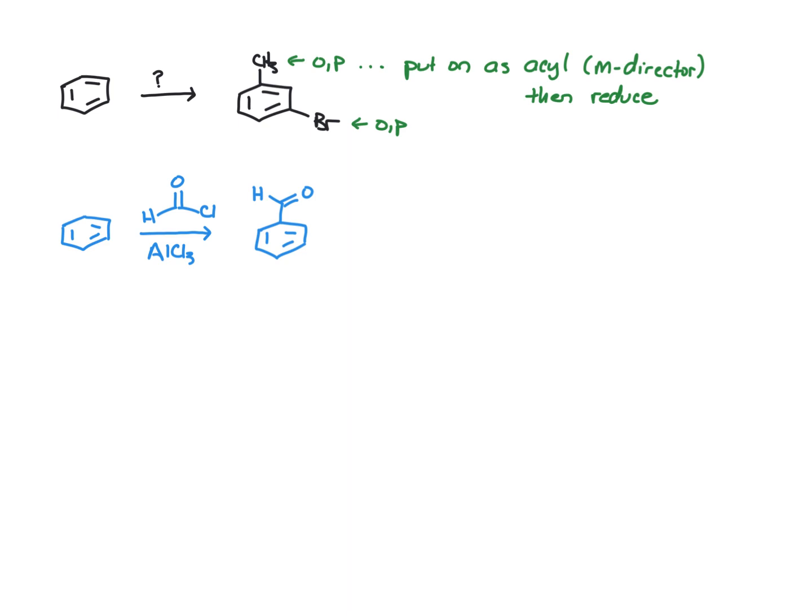But the carbonyl attached to the ring is a meta director. So what we can do now is the bromination. That will direct the Br meta. And then we just need to reduce that aldehyde to the CH3.